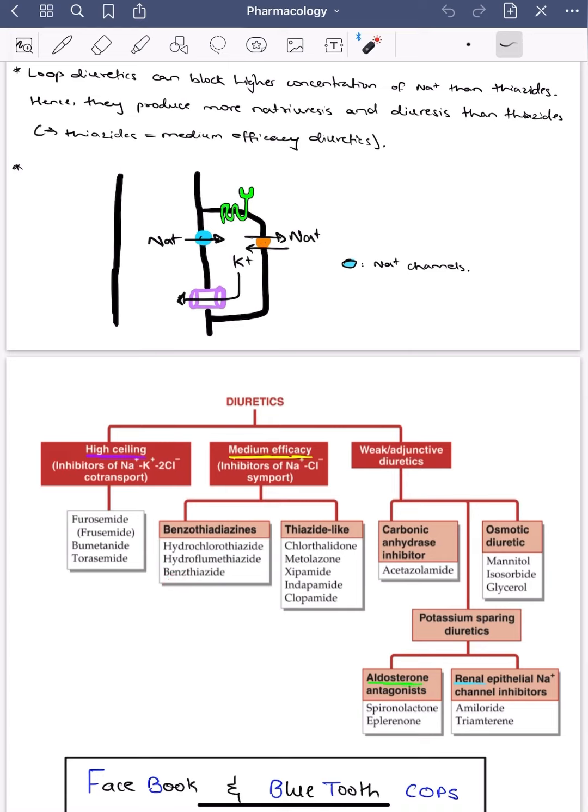Thiazide-like drugs include chlorthalidone and clopamide. Now we have certain weak or adjunctive diuretics. Now these include the carbonic anhydrase inhibitor acetazolamide.